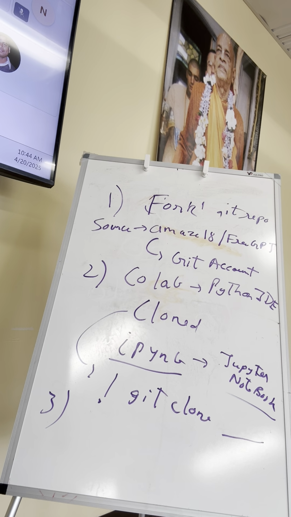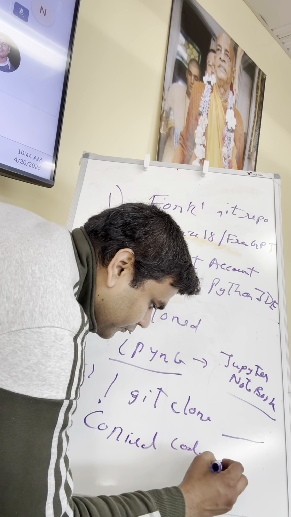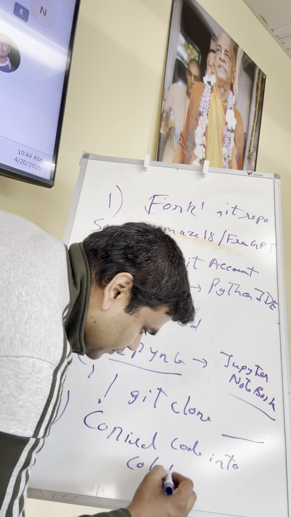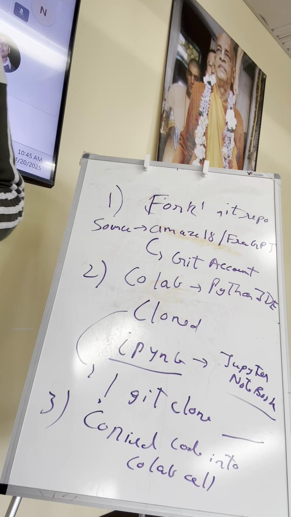Third step, we copied the relevant part of the code which was present in this file, git clone build. That relevant part is this, like import to print. We copied it, and now it is here in this cell. To open a new cell, you just click on code plus code. It will create a new cell, and then you can paste the code there.